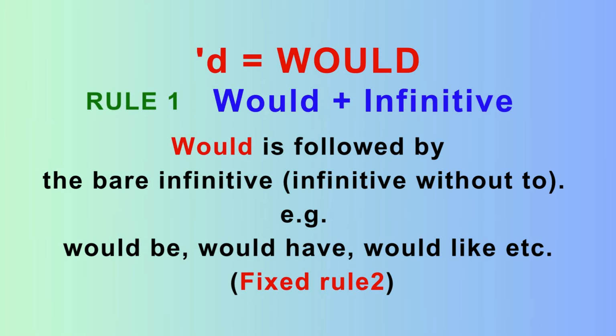'd means would. Rule 1: would plus infinitive. Would is followed by the bare infinitive, that means infinitive without to. For example, would be, would have, would like, etc. Please remember the fixed rule 2: modal auxiliaries plus infinitive.